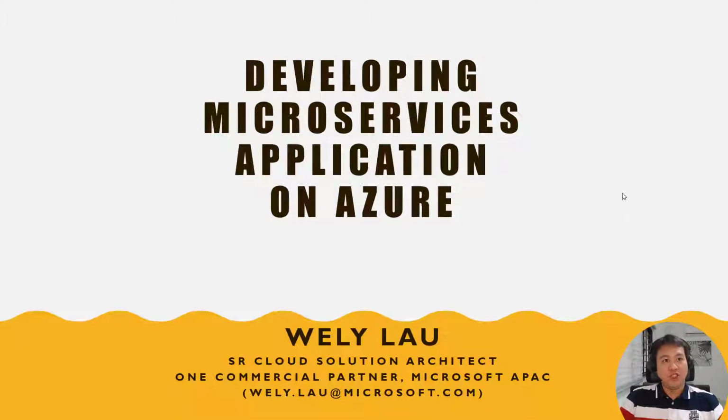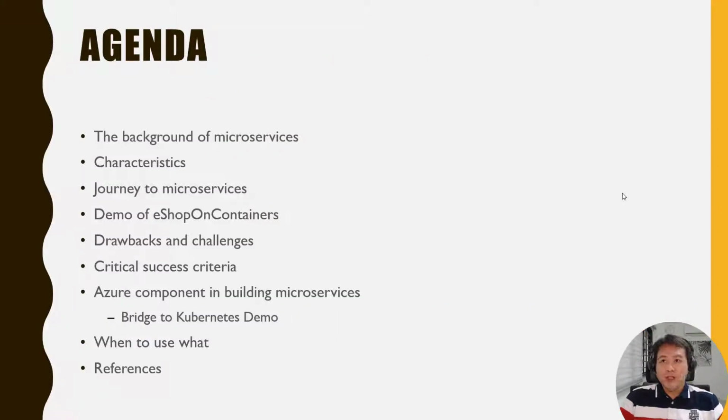Let's take a look at the agenda. I'll start by talking about the background of microservice architecture. We'll then spend some time to learn about the characteristics of microservice applications and then the journey of how to get there. I'll then show you a demo of a sample application called eShopOnContainers, which runs on microservice architecture.